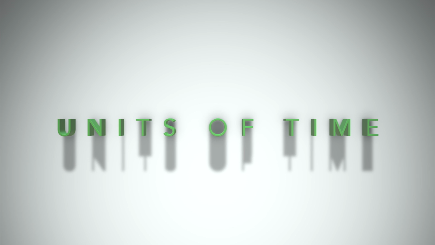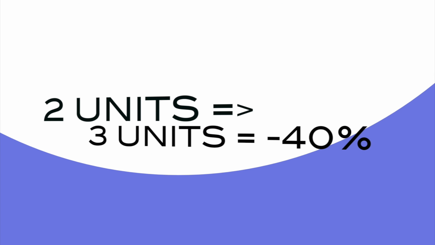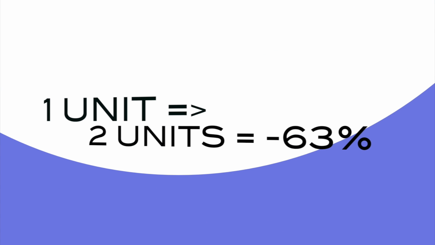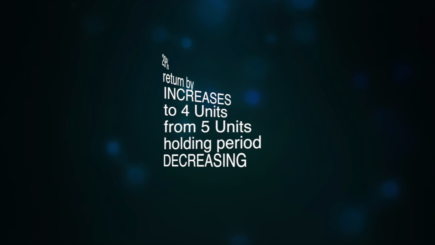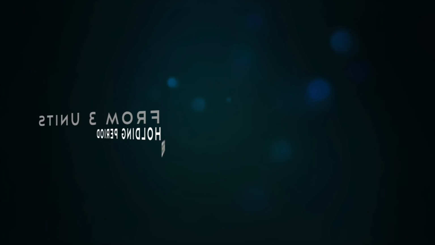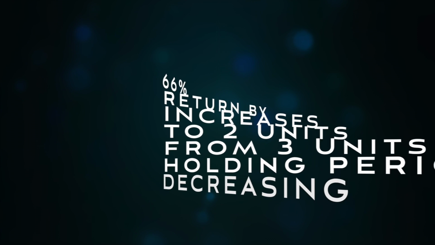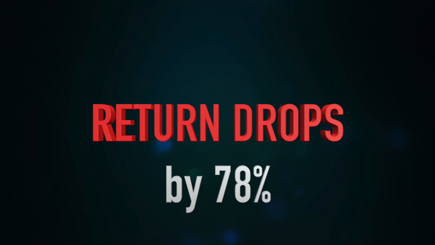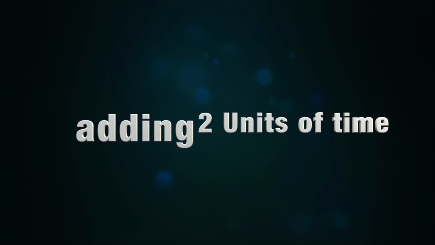You'll see that the return drops by 40% by adding 1 unit of time when you move from 2 units to 3 units of time. The return drops by 63% when you move from 1 unit to 2 units. So the effects are greater the shorter the time period. Again, decreasing the holding period from 5 units of time to 4 units of time adds an additional 29% return, and decreasing the holding period from 3 units to 2 units adds an additional 66% return. The return drops, in this example, 78% by adding 2 units of time.